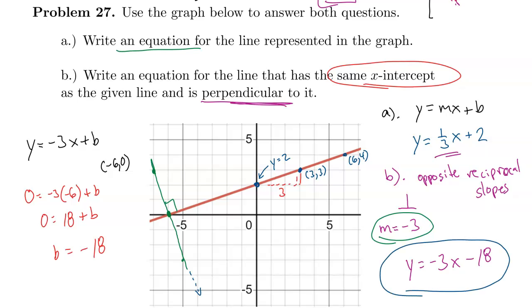I encourage you to grab a graphing calculator or go to an online tool like Desmos and compare the graphs of these two lines, y = 1/3 x + 2 and y = -3x - 18. And you should see that they are perpendicular and they have a common x-intercept.